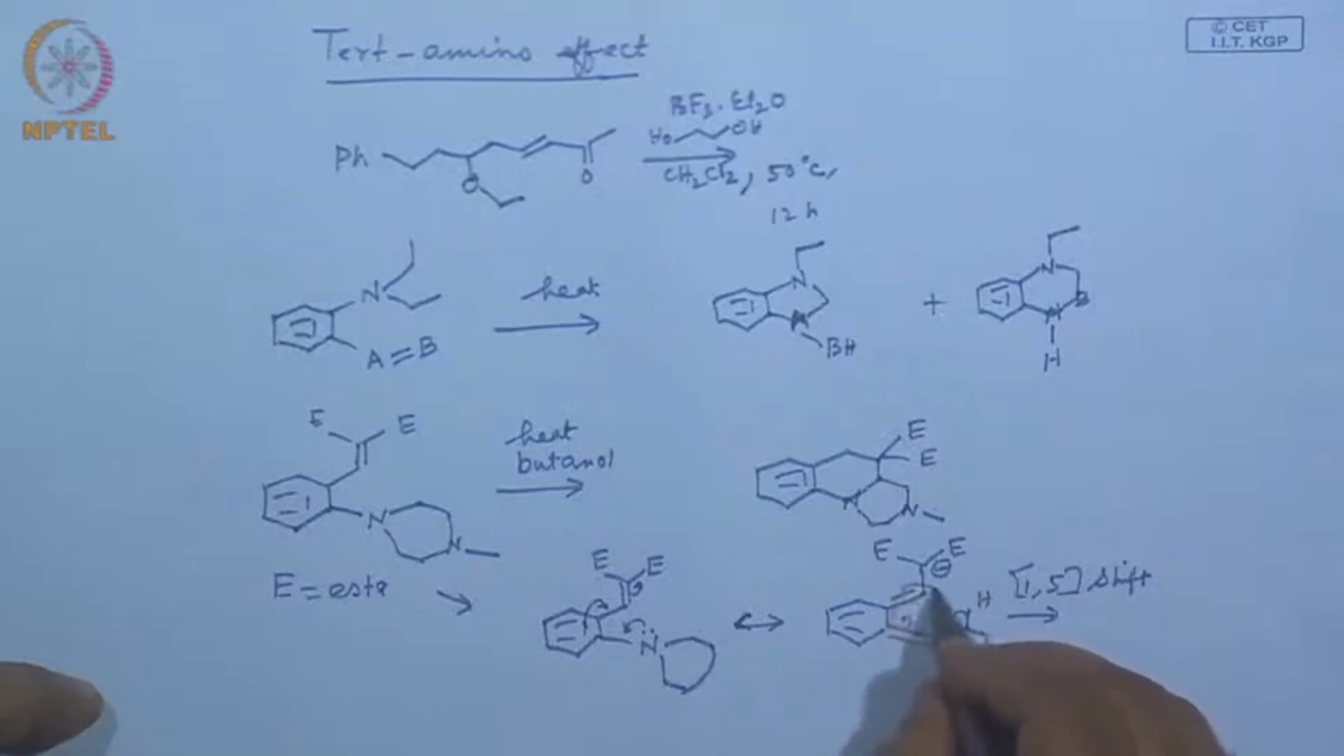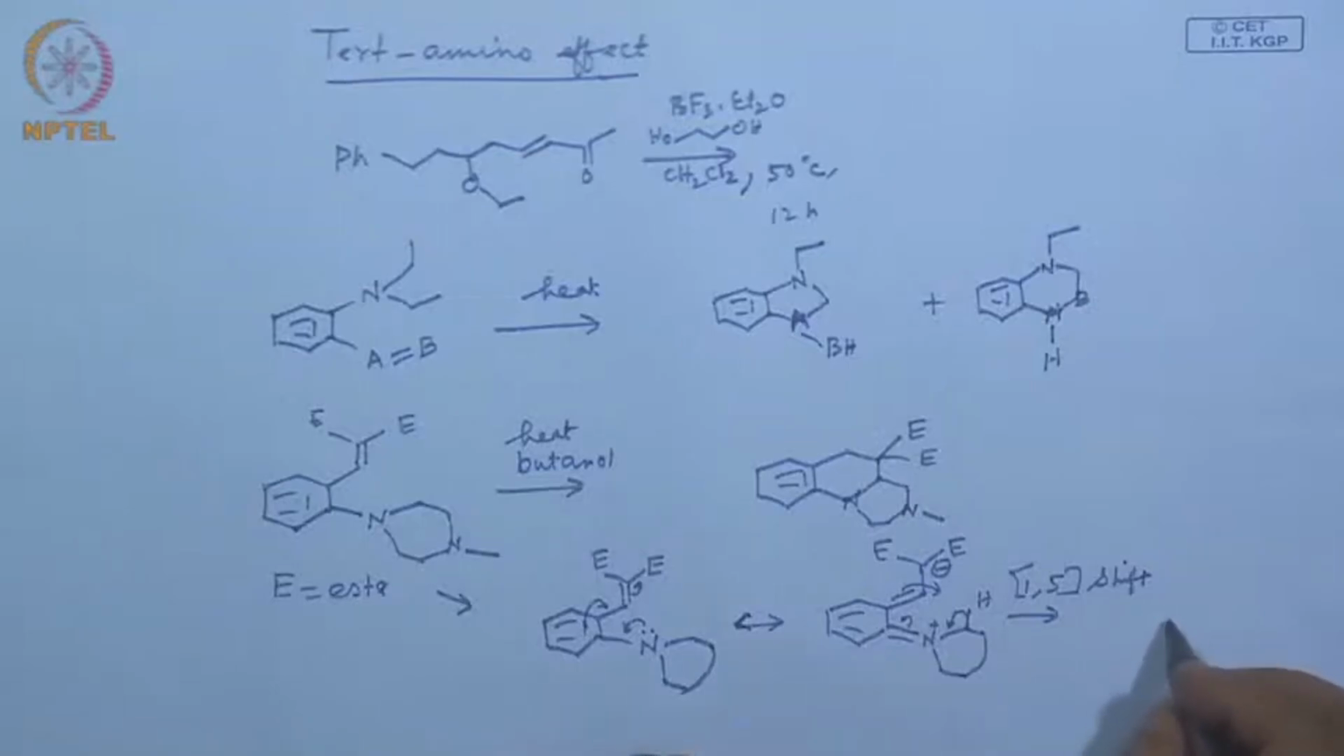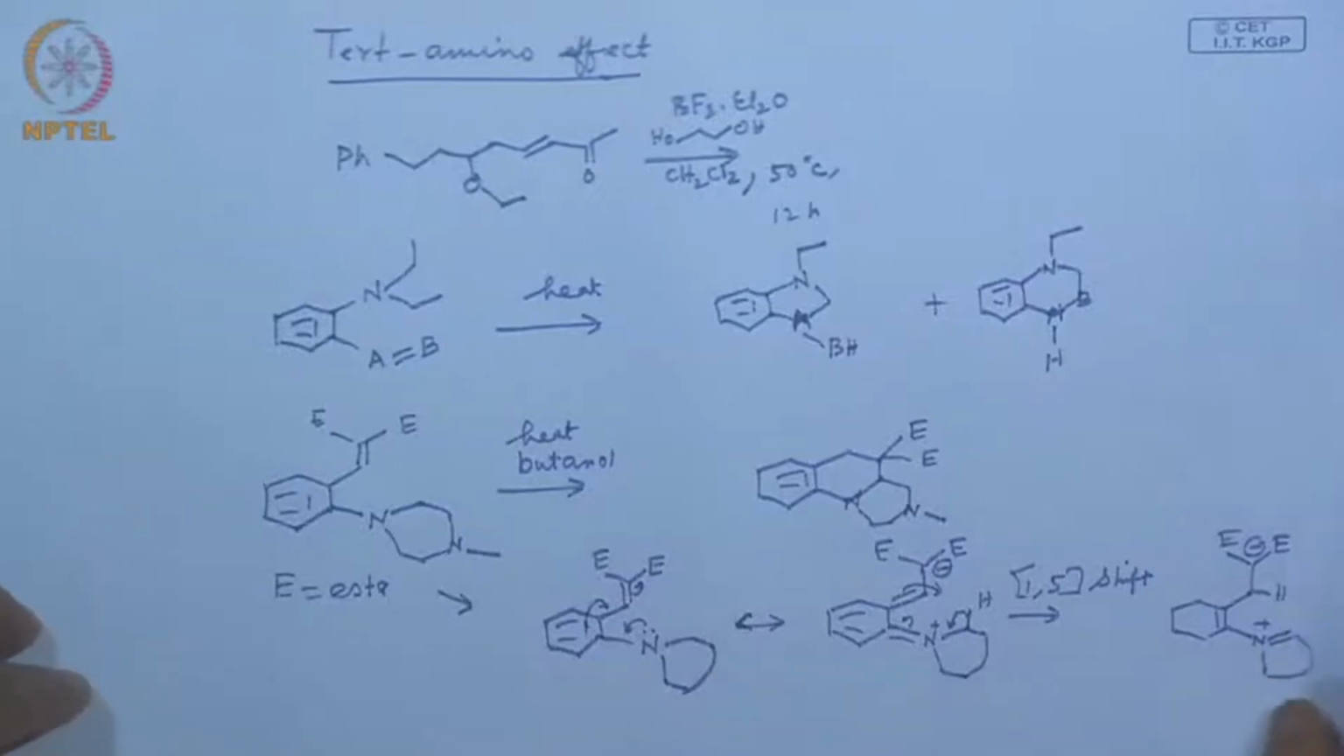So what you do here is just an intramolecular hydrogen transfer, giving this, with E and a negative charge here, and the hydrogen is picked up, there is a double bond to nitrogen, and now what you see is that the double bond has been shifted.